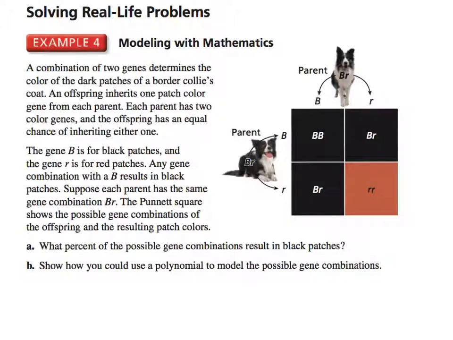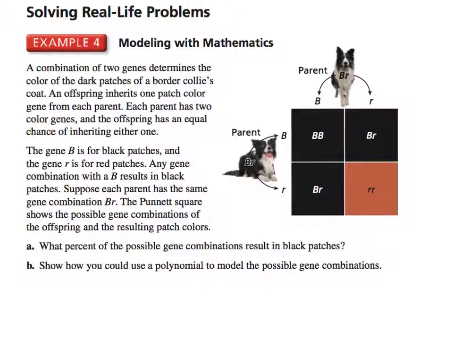So this is actually called a Punnett square. The gene B, capital B, is for black patches, and the gene R is for red patches. Now the reason it's capital is because this is a dominant gene. Anything that stands for a B automatically is black. So any gene combination with the capital B results in black patches. Suppose each parent has the same gene combination, BR. That means you would take B times B, get BB, B times R, BR, B times R, BR, and R times R is RR. The Punnett square here shows all the combinations that the offspring may have with the resulting patch colors. So A, what percent of possible gene combinations result in black patches?